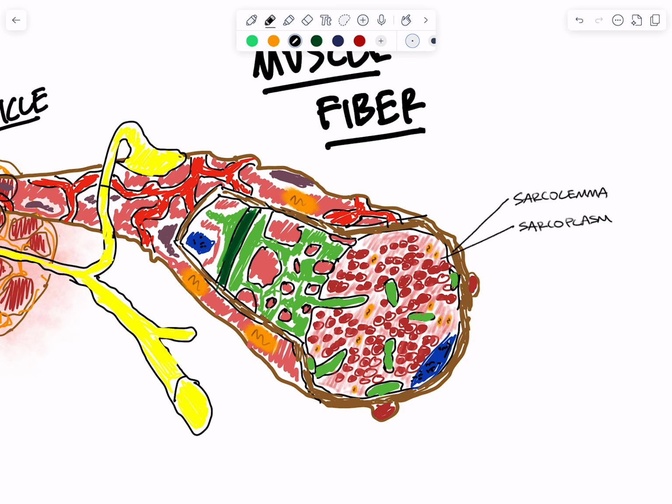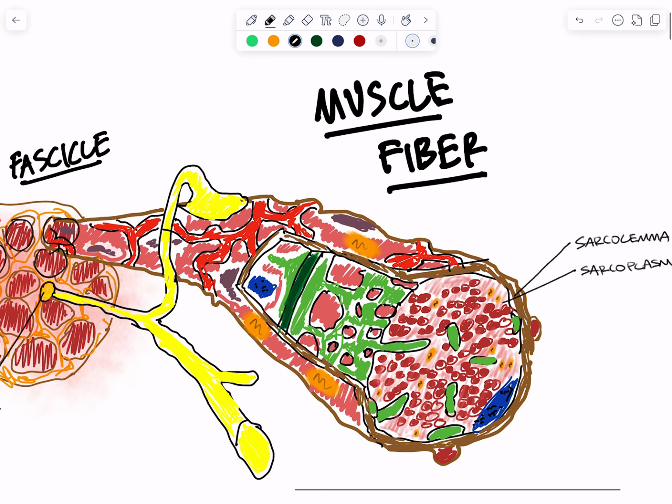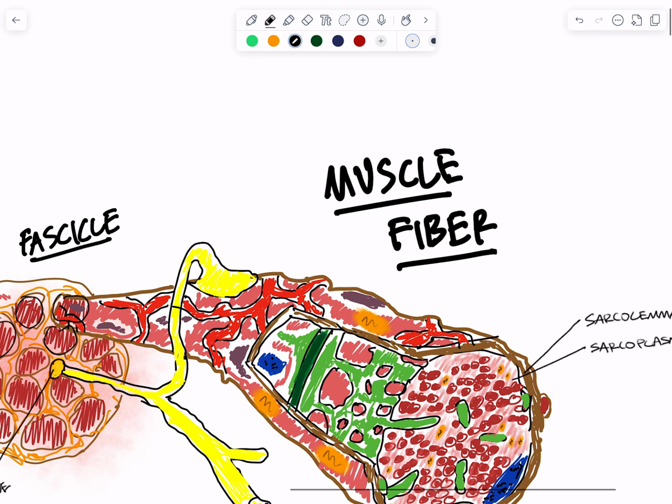Now let's take a look at this sarcolemma. What do you notice? First, let's go to this nerve we just mentioned. This nerve here is actually going to be your motor end plate. What you should know about the motor end plate is the events that happen at the neuromuscular junction actually happen right here. So this is where your neuromuscular junction takes place.